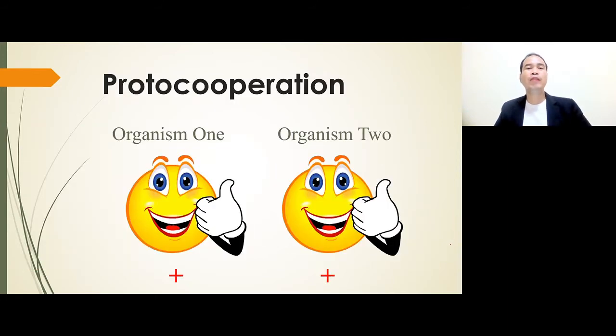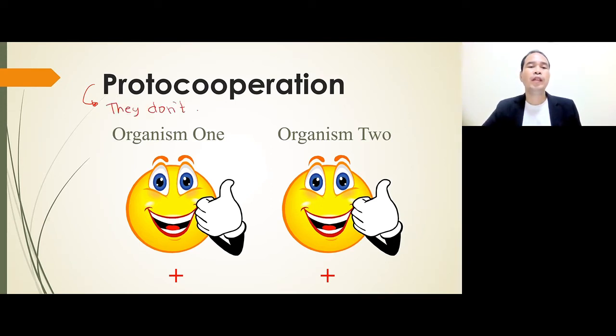Okay, next we have proto-cooperation. We have two organisms again. If you look at the example, both of them are happy, so let's represent them with two plus signs. You might be asking, teacher, why is it the same as mutualism? Actually, they're not the same. Remember that in mutualism, both organisms need each other to survive, right? In proto-cooperation, they are helping each other, but they don't need each other to survive.